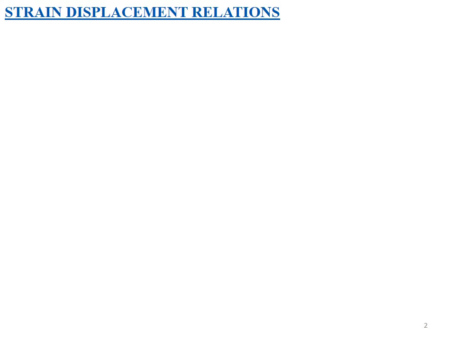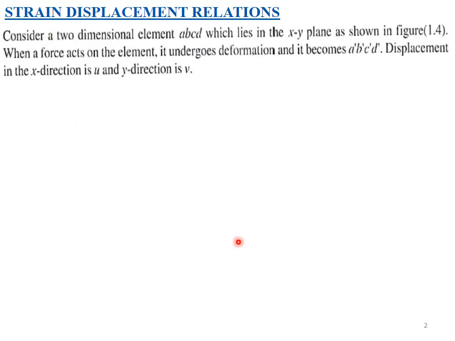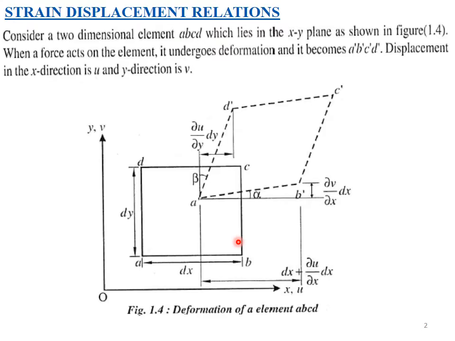So continuing with our introduction to finite element methods, we will go with the strain displacement relations. In this strain displacement relationship, we consider a two-dimensional element which lies in the xy plane, which is shown in the figure. When the force acts on the element, it undergoes deformation in both x and y direction. It is shown in this diagram.